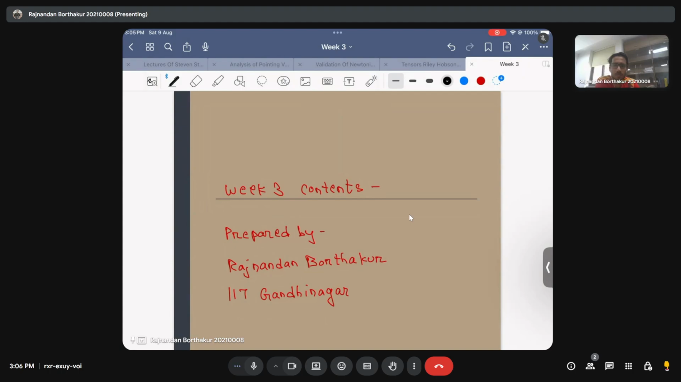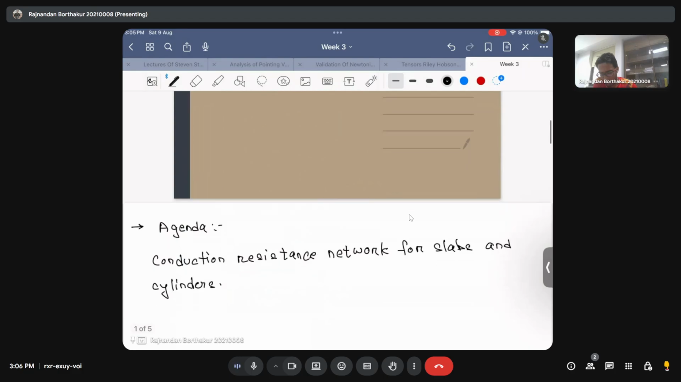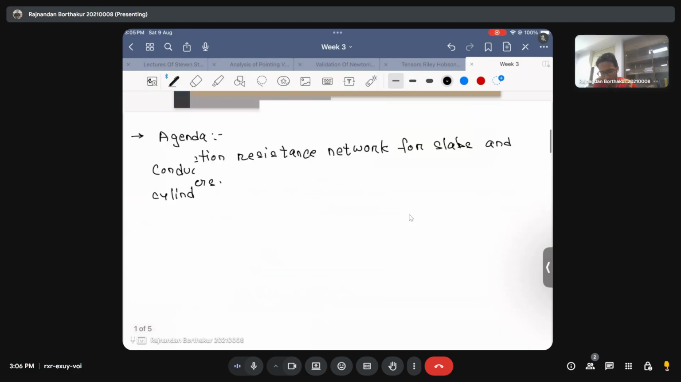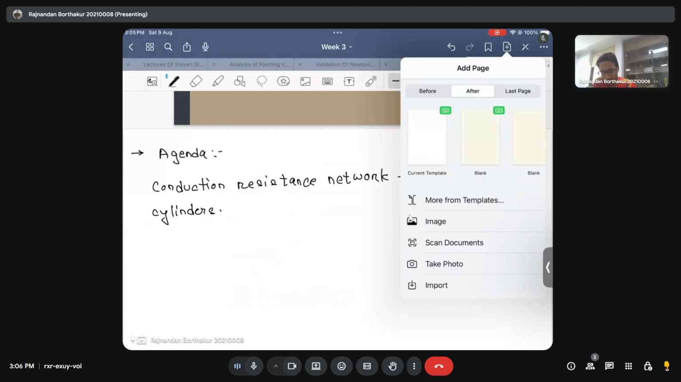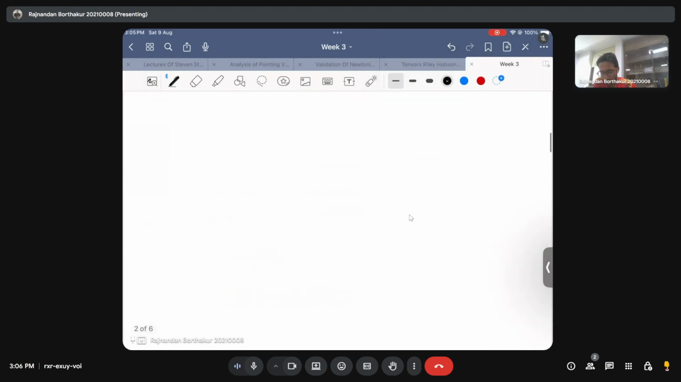Welcome back to the week three's discussion session. Today we'll begin by clarifying a doubt from the assignment, and then I will formally put forward the agenda for this discussion session. There was a doubt in one of the questions of assignment two.